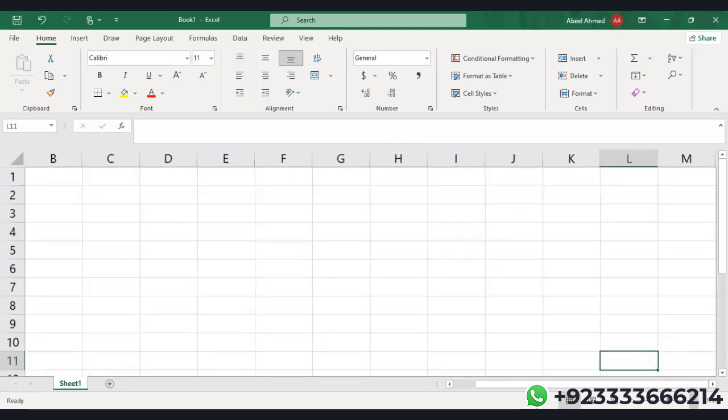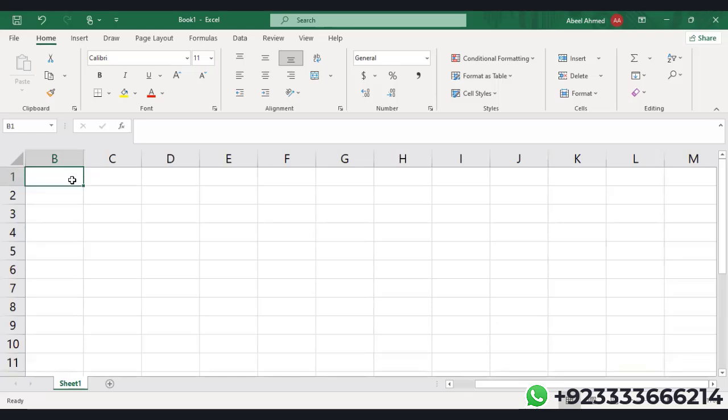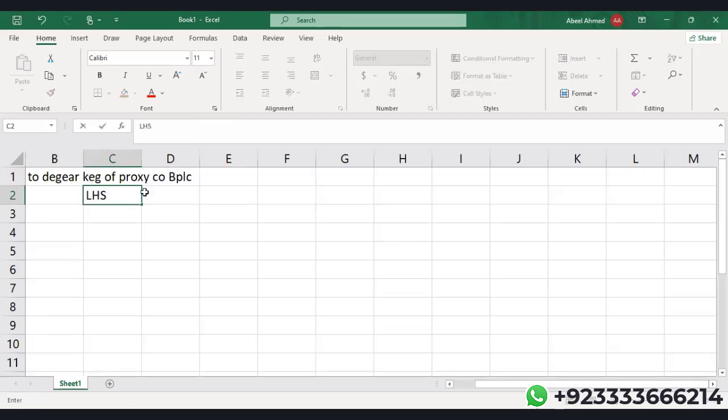Students, there's no need to write the formula data. Everyone knows that. So I just want to perform the steps. Step 1 is simply to gear up the KG of proxy company BPLC. And this is, can I say, left hand side? Let us now first solve left hand side.